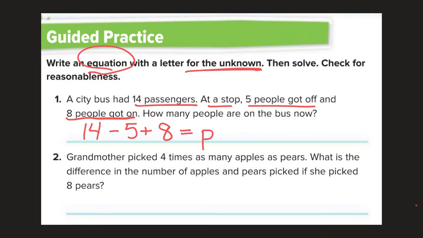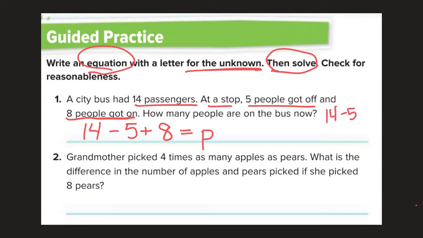So I'm going to say 14 were on the bus, 5 got off, 8 got on, and that's going to be equal, after I solve all that, to P, how many people are on the bus. Then look here, it tells me to solve. Oh, why didn't they give us room to solve if we needed to solve? That's my question. Here we go.